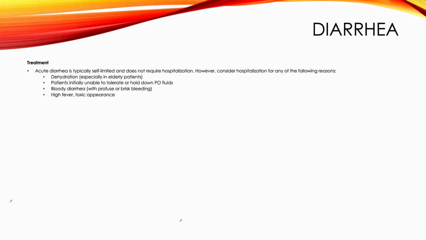All right, so treatment. As we said multiple times already, acute diarrhea is usually self-limited and does not require hospitalization nor any specific treatment. Now, you'd want to consider hospitalizing patients that are severely dehydrated, especially elderly patients or pediatric patients, patients that are unable to tolerate or hold down PO fluid. So before any patient's discharge, you should always do what we call a PO challenge. And this is actually something that you can put in an order for. The nurse will give them something to drink and make sure that they can tolerate and keep it down before you send them home. And you should always document that they tolerated a PO challenge.